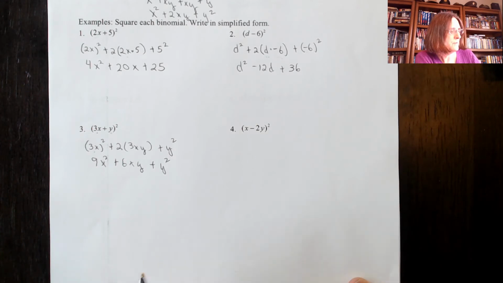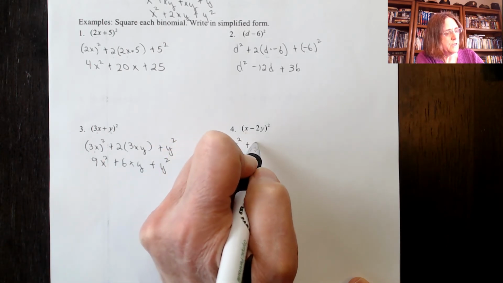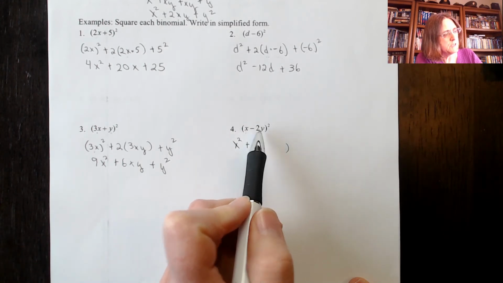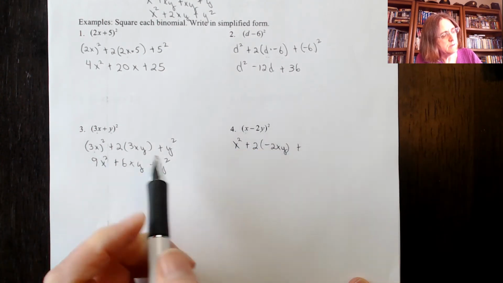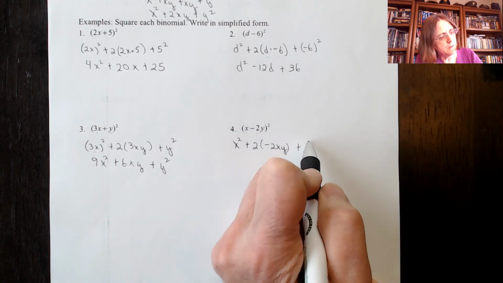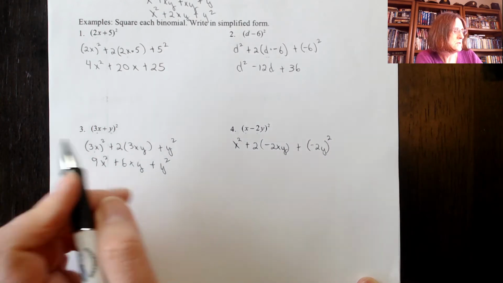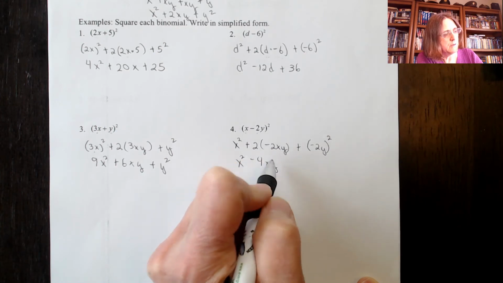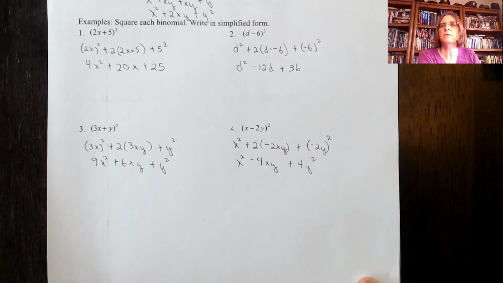Okay, one more time. Again, starting with the first term squared, so that's x squared, plus 2 of the two terms multiplied together, x times negative 2y, which is negative 2xy, then plus our last term squared, so plus negative 2y squared. Simplifying gives us x squared minus 4xy plus 4y squared. Okay, that's our special product when we square a binomial.